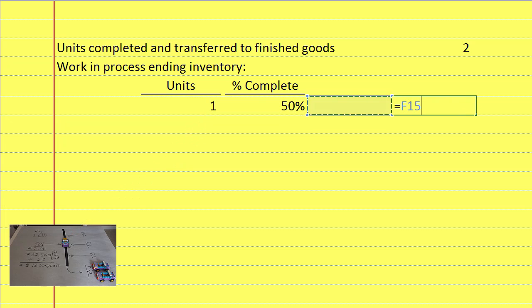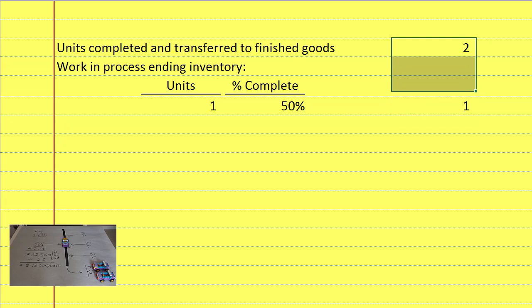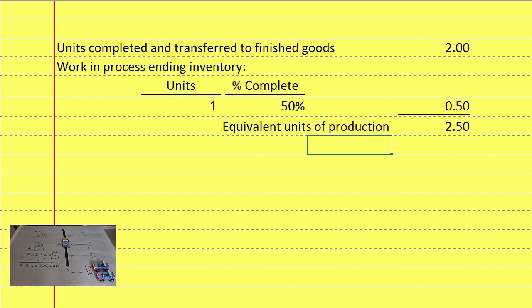Right there, I'm going to multiply those 2 together to get an estimate of the productive effort that went into my ending inventory of work in process. And of course, it's not 1. Let me add some decimals there. It's 0.5, 50%, half a unit completed. So if I add those 2 together, I get my productive effort for the month of May, and that productive effort is called equivalent full units of production, or just equivalent units of production, 2.5. And that was the denominator in determining my cost per unit.